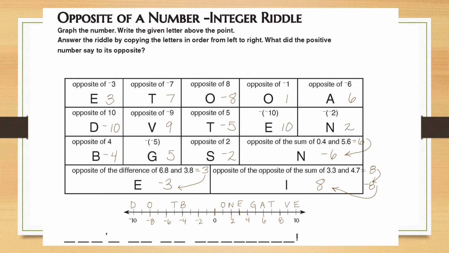-2 is S, -6 is N, -3 is E, and +8 is I. So now we write down the letters from left to right: D, O, N, T, B, E, S, O, N, E, G, A, T, I, V, E.